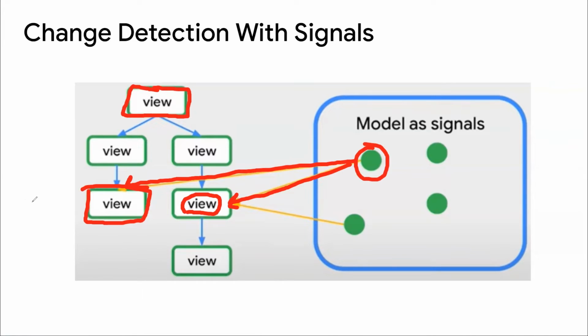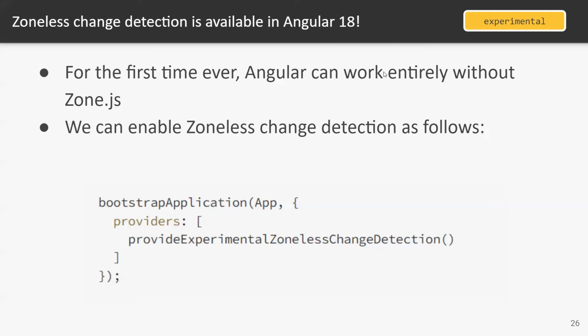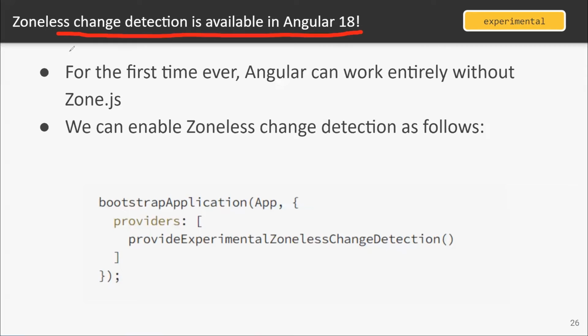And so you can imagine how much more performant this is going to be, because instead of going through the entire tree of components, with signals you can really pinpoint your changes to just the small parts of HTML template that have to be updated when a value gets updated. So that's a very, very big deal. And this zoneless change detection is now available in Angular 18. So for the first time ever, Angular can work entirely without Zone.js and without requiring you to change the way you code things.